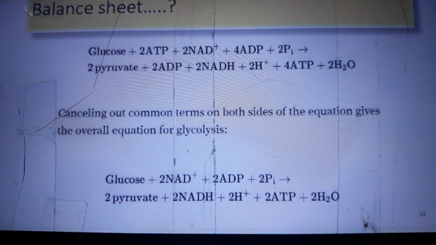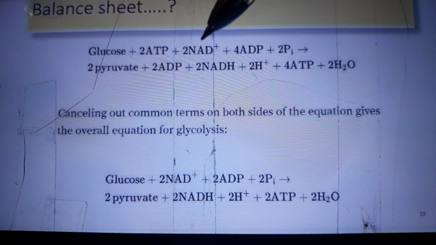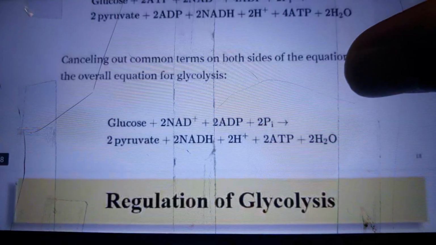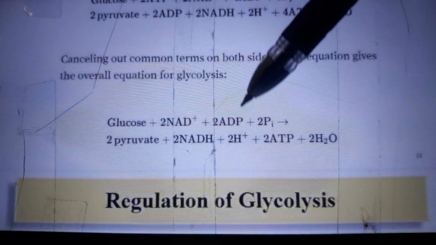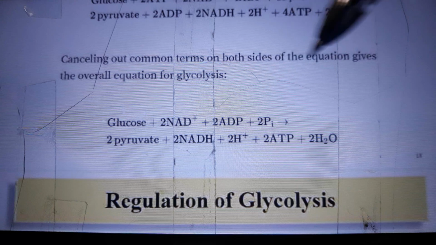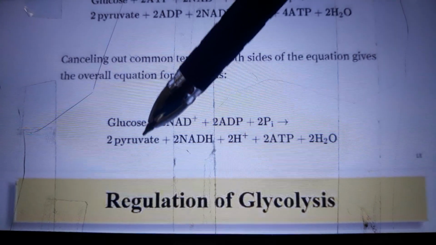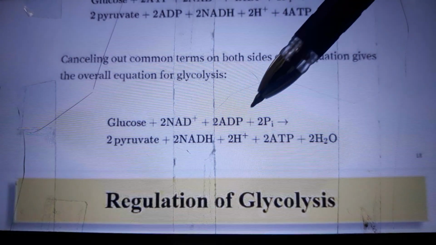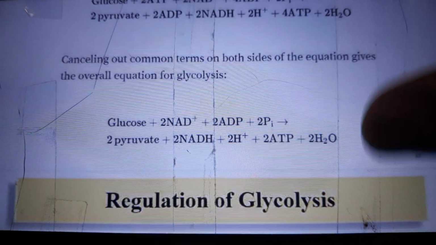See, if you have common terms, you cancel out 2 ATP; take 2, you have another 2 ATP here. Likewise, you cancel out both terms, and finally you get glucose plus 2 NAD plus 2 ADP plus 2 Pi, right? It gives 2 pyruvate plus 2 NADH plus 2 H+ plus 2 ATP plus 2 water, right?